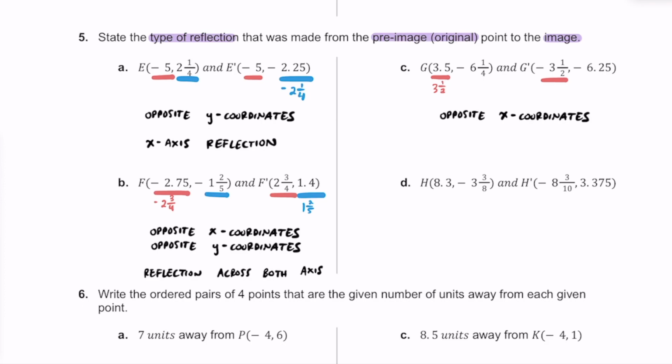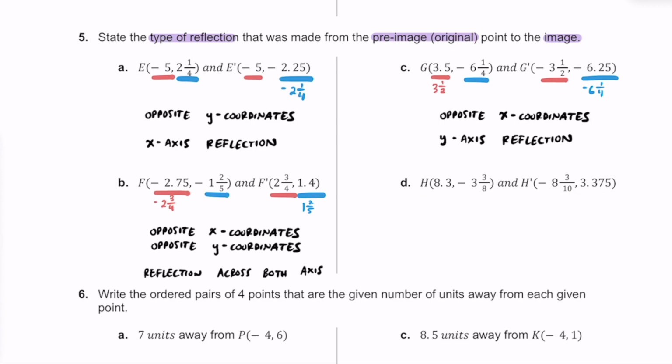But let's check the y coordinates here. So this is -6.25. This is also -6.25. So this is -6 1/4. Because these are the same, then we're not going to have a reflection across the x axis. So if we just have opposite x coordinates, that means we have a reflection across the y axis. All right, for D, we have H. This is the pre-image, or the original, and this is going to be the image after it's been reflected.